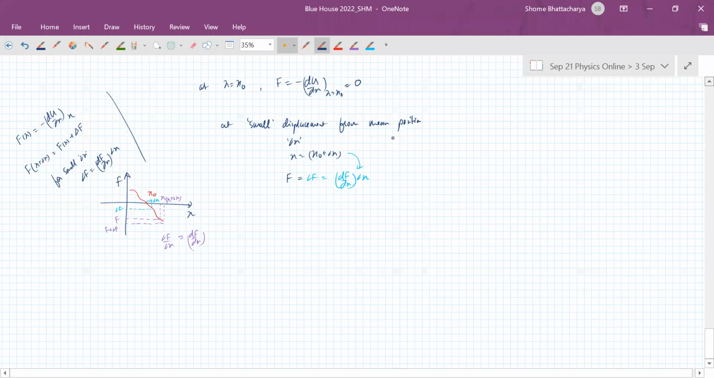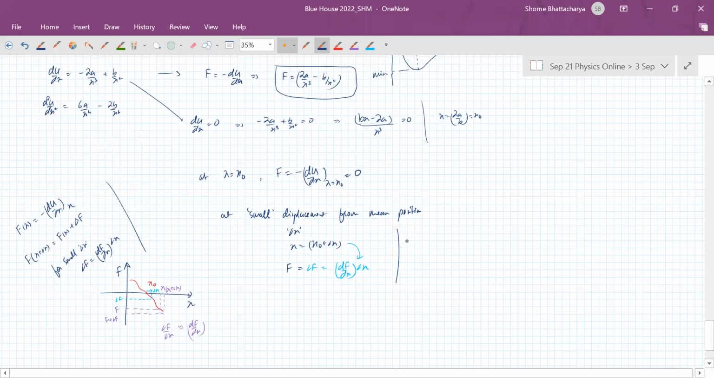Okay. So now what will we do? Look, the f we have already got from above, so I'm just writing that here: 2a by x cube minus b by x square. This is my f. You can check that f will be 0 at x equal to x0, which is 2a by b. Obviously, that will be the case. Now, what is the derivative of this force? It is equal to minus 6a by x to the power 4 plus 2b by x cube. This is df by dx.